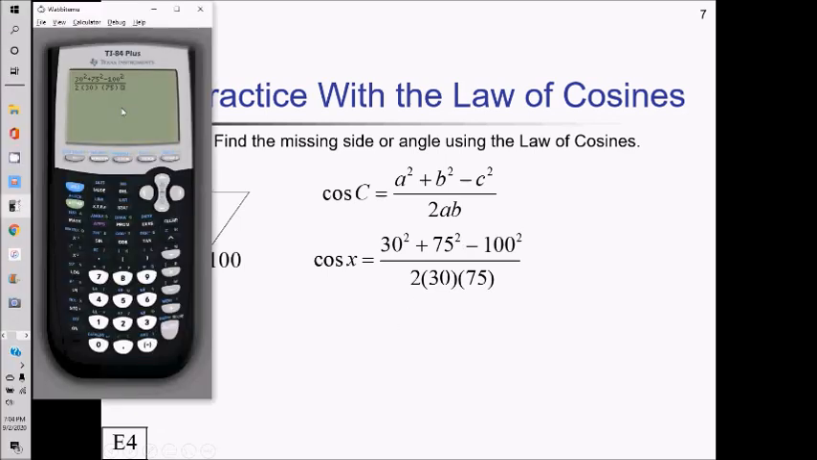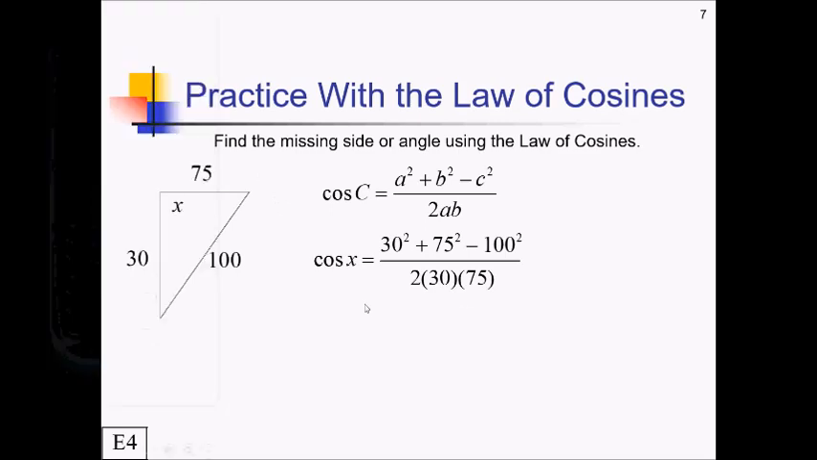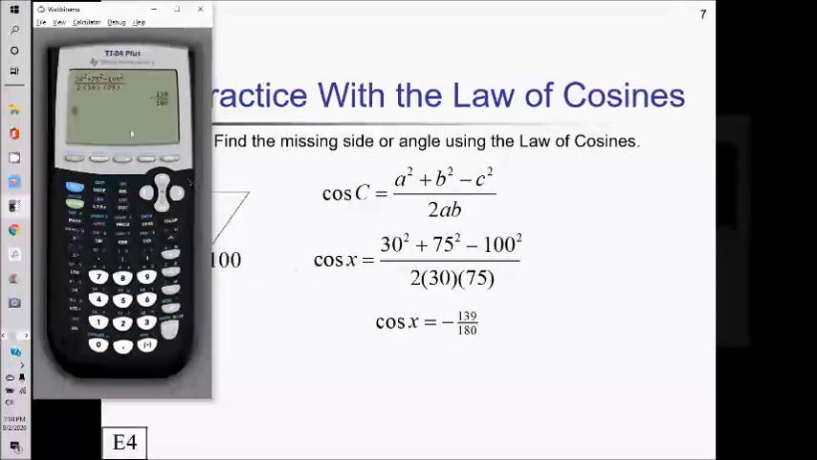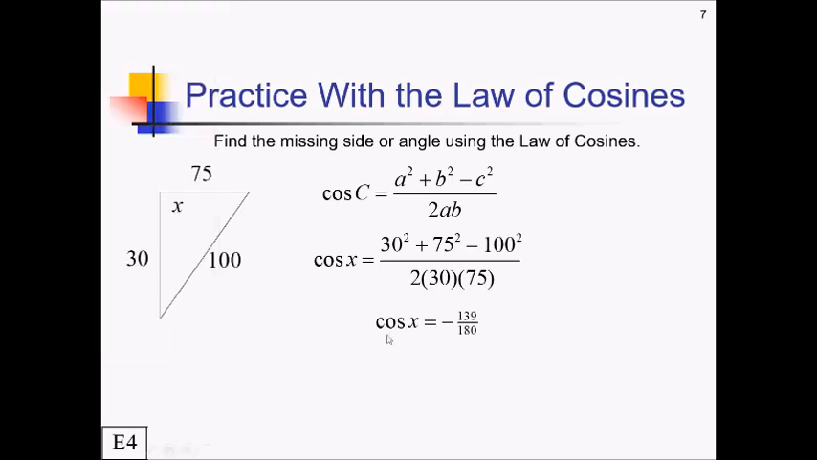So here we go, making use of fancy fraction again. Alpha y equals, press enter. And that's going to be negative 139 over 180. So that's what the cosine of x equals. To get x itself, let's go back to our calculator. And we'll do second cosine, grab the output that we just got and press enter on that. So that's going to be 140.6, and that is in degrees because that's an angle.